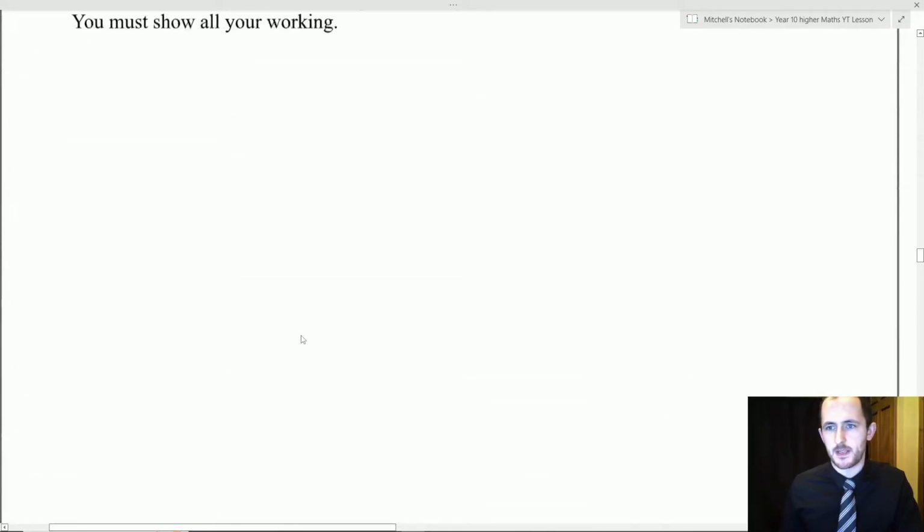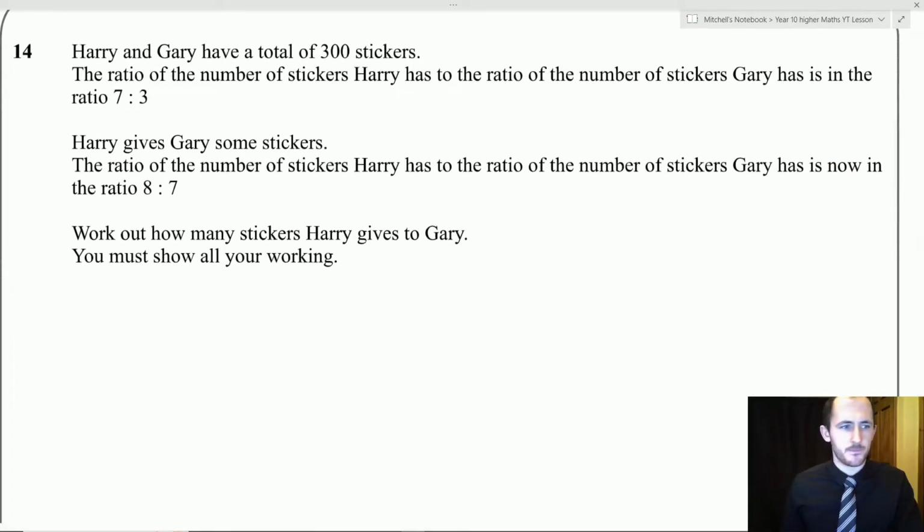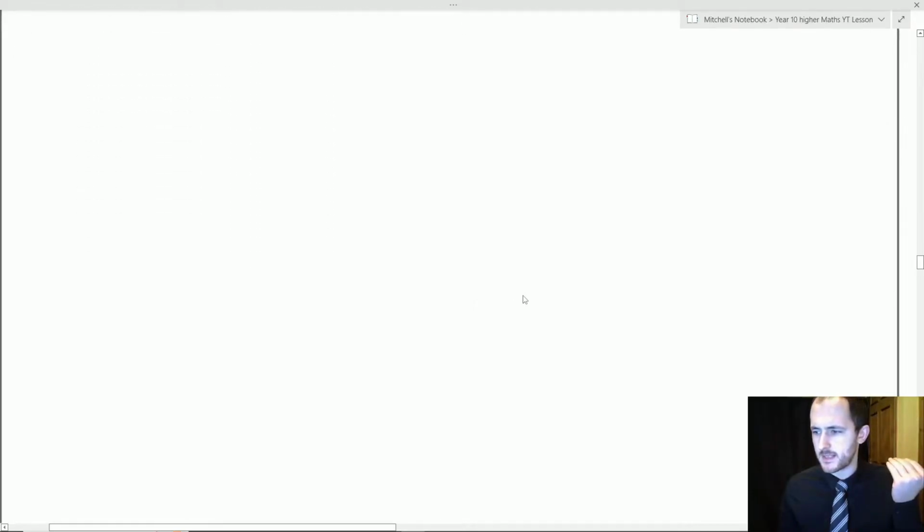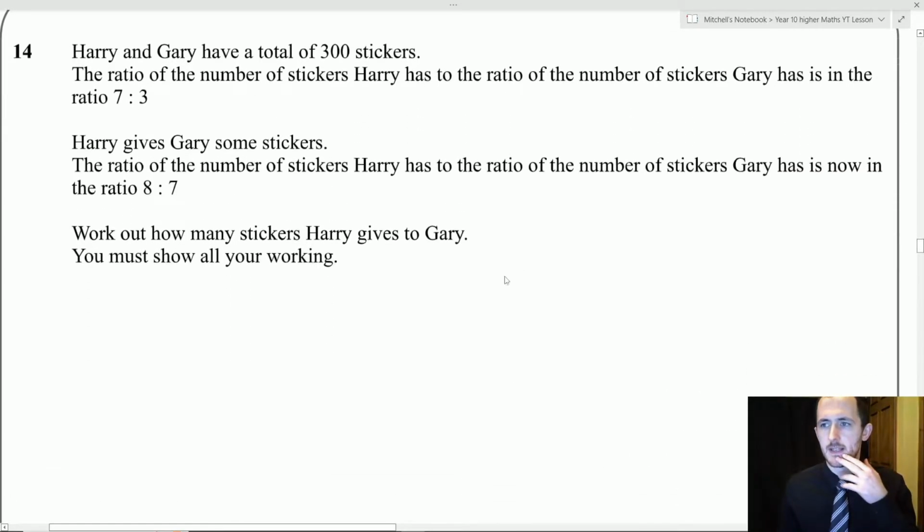Can you do the above one as well? Yeah, sure. So, what I want to do here is, because there's a lot of information, I need to be extremely careful, okay? So this is a 4-mark question. So again, Harry and Gary have a total of 300 stickers. The ratio of the stickers Harry has to Gary is 7 to 3. Okay? And then afterwards, Harry gives Gary some stickers. The ratio has changed to 8 to 7. Work out how many stickers Harry gives to Gary.